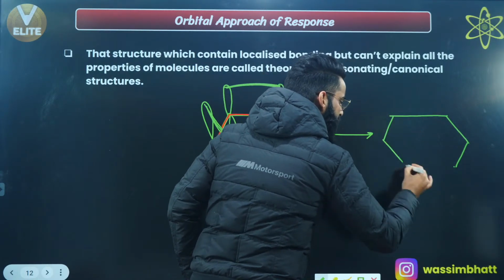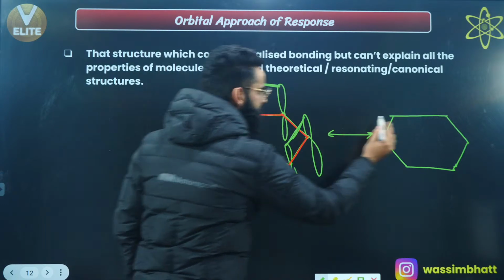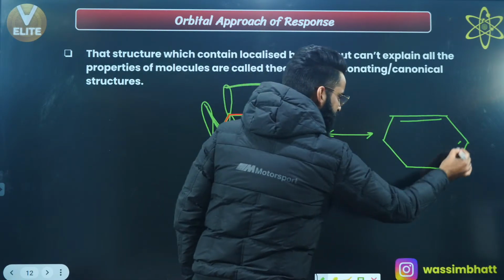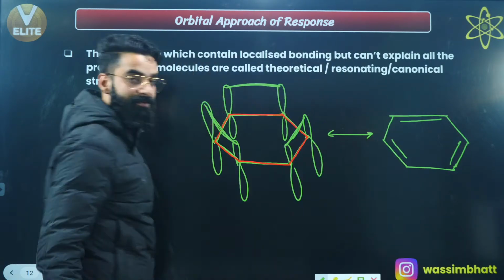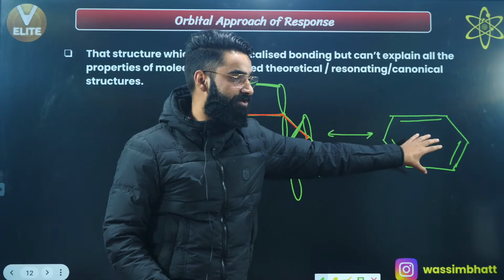This will be one of the proposed structures of benzene, wherein you have a double bond between these two carbon atoms, and a double bond between these two carbon atoms. So this is one of the probabilities that this can be the structure of benzene.